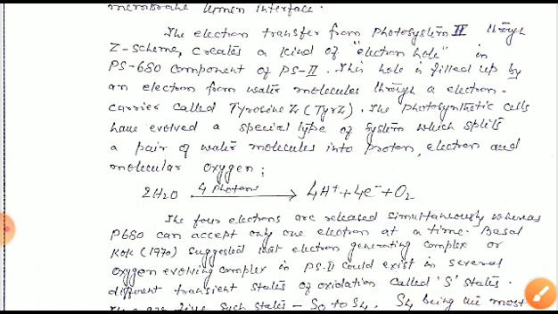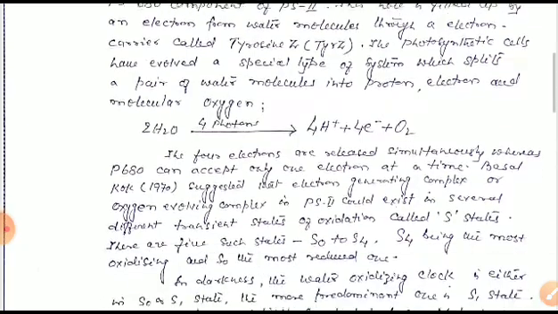The four electrons that are released simultaneously, but these electrons are not accepted by P680 because P680 can accept only one electron at a time. So, how this is done?